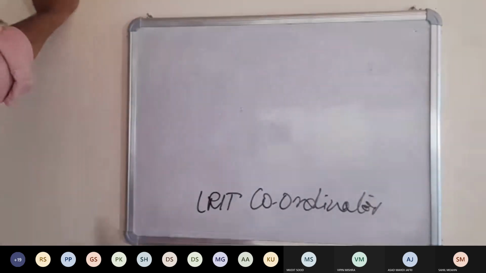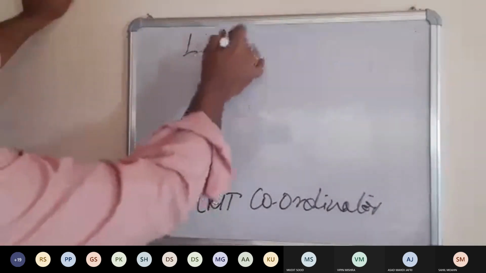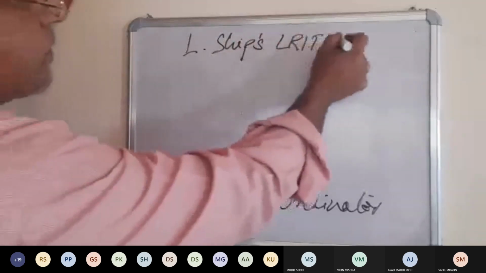So in the whole system, what we have seen is that there are multiple layers. What was the first? Ships, LRIT equipment.